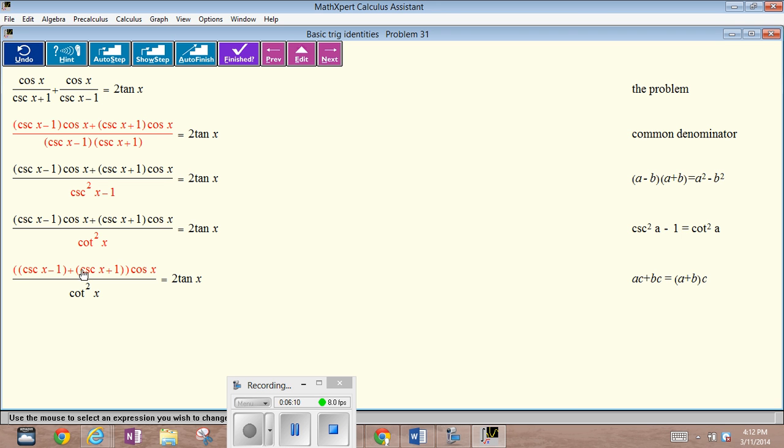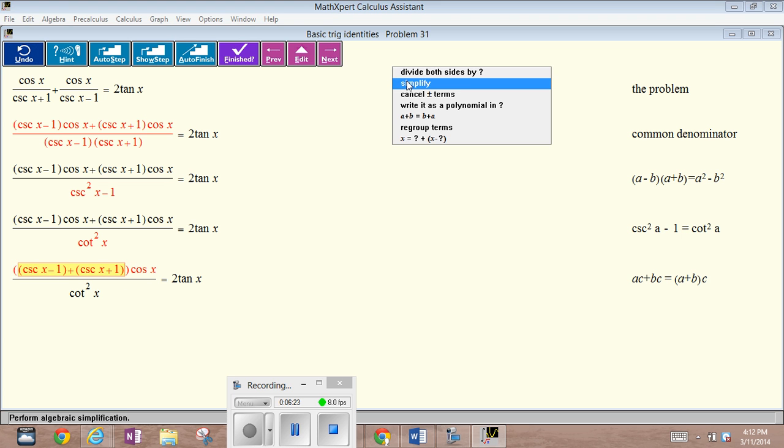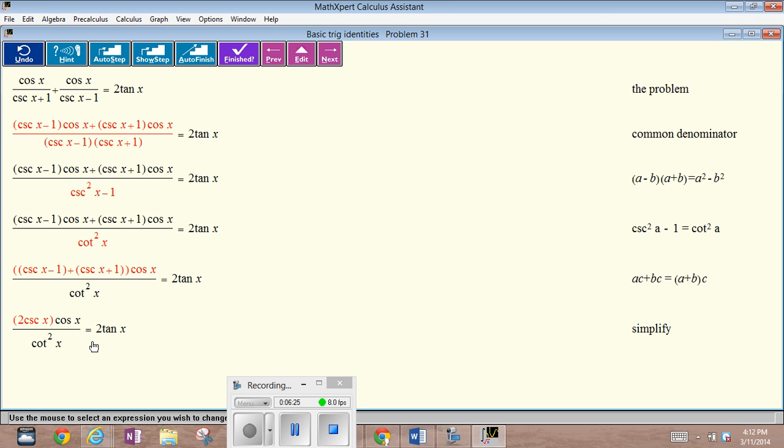Cosecant x plus cosecant x, they'll combine to two cosecant x, and the minus 1 plus 1 will disappear. So we're going to ask the expert here to simplify that, and that's what we're getting to. We're getting real close to this, and we could see a couple of things going on here, I hope.